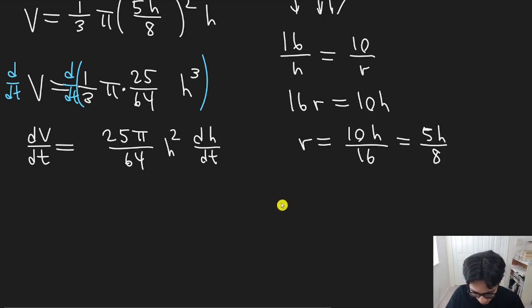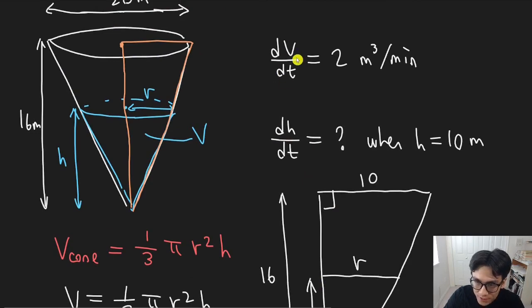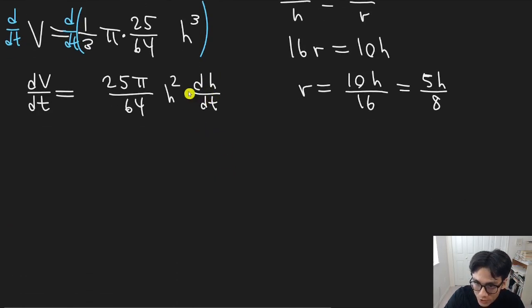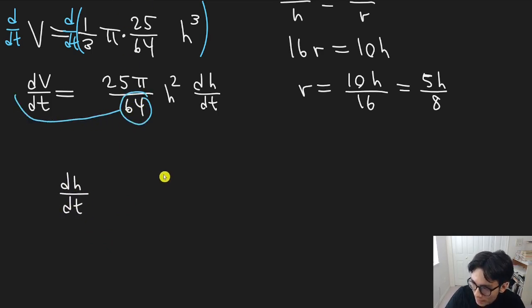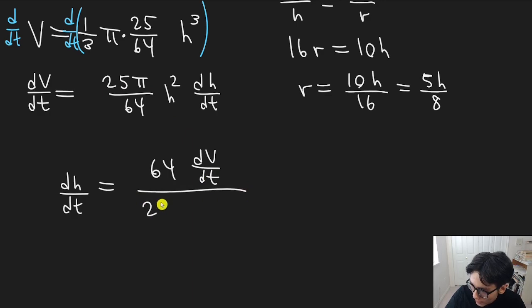Now, we want to solve for dh/dt. Remember back in the question here? We know what dV/dt is, and we want to solve for dh/dt. So I'm going to isolate dh/dt in this equation, so I can solve for it. The way I'm going to do that is I'm going to multiply both sides by 64 to bring this over here. And then I'm going to divide by everything here to put it in the denominator on the other side. So I'm going to have 64 dV/dt divided by all this. So 25 pi h squared.